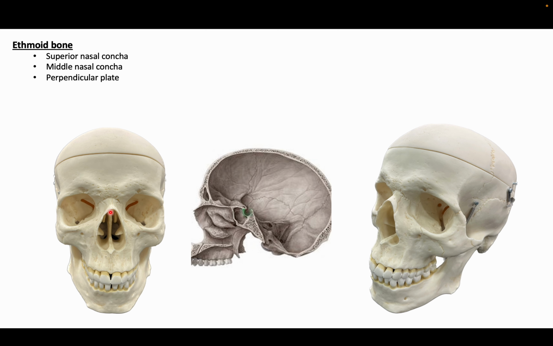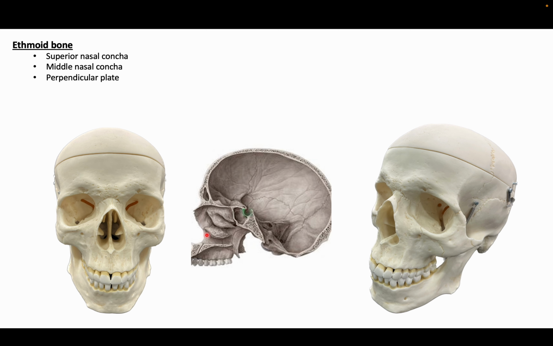And then you can see right here that this is the perpendicular plate, and the vomer bone is on the bottom. Only the top portion is the perpendicular plate. Now we have the superior and the middle nasal conchae. All of that is a part of the ethmoid bone, in addition to the perpendicular plate.